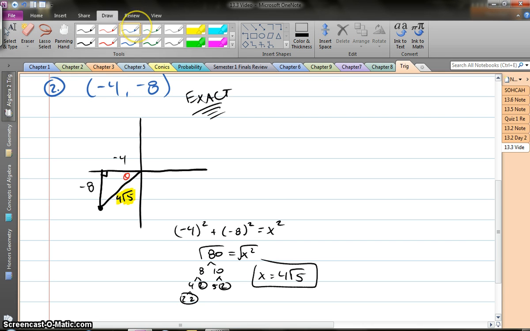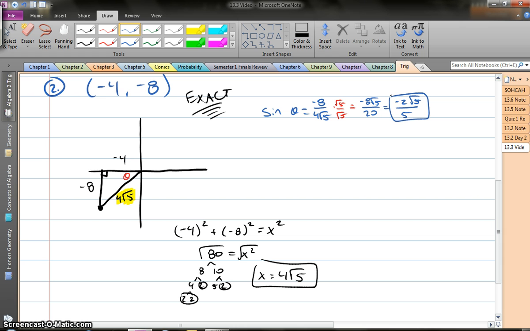Now we're going to set up our 6 trigs. So sine of theta is opposite over hypotenuse. So -8 over 4 root 5. Well, I can't have a square root in the denominator, so I need to rationalize with root 5 over root 5. So I get -8 root 5 over 20, which simplifies to -2 root 5 over 5.